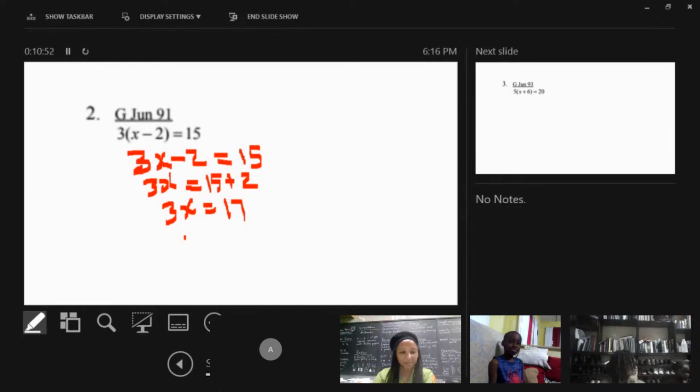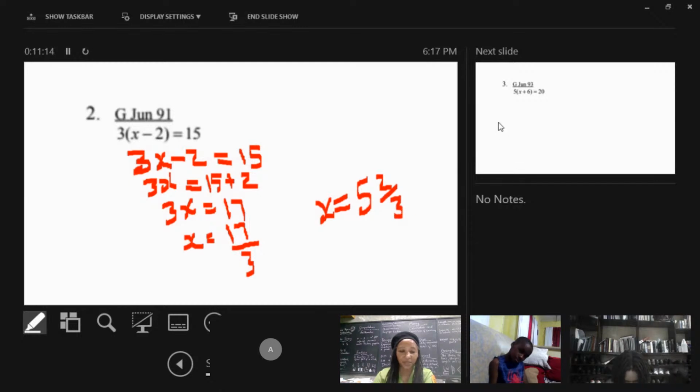Okay, Miss. So Miss, we divide both sides by 3. This is equal to 5, so x is equal to 5 and 2 over 3. Yeah, 5 and 2 over 3. All right. Okay, thank you, Zane.